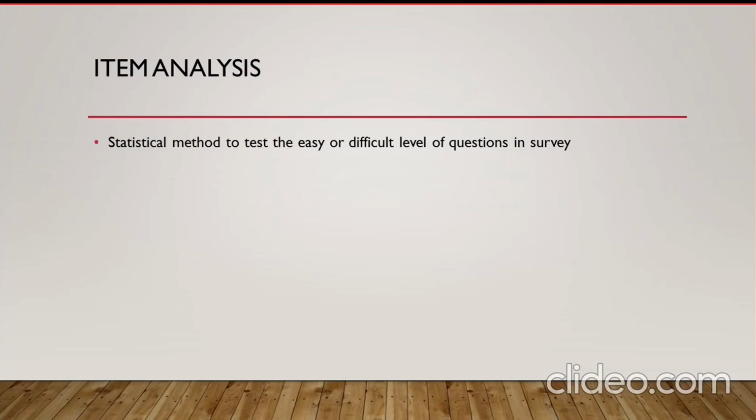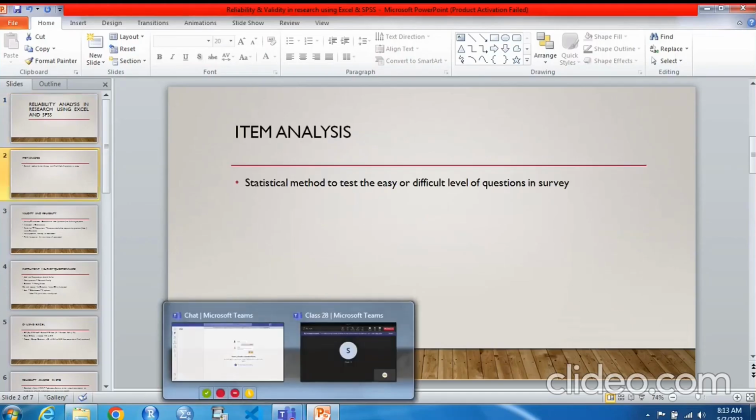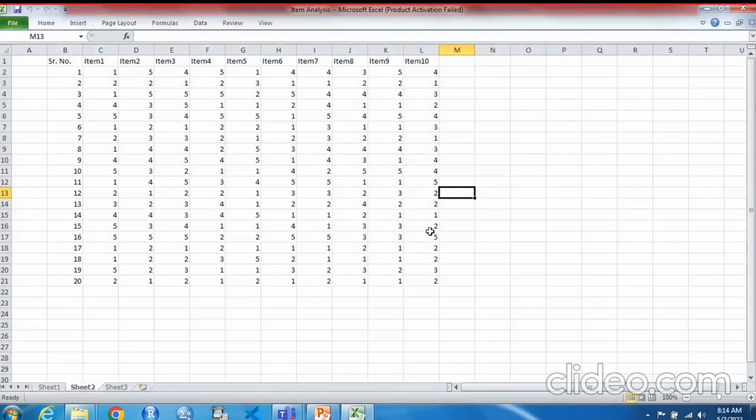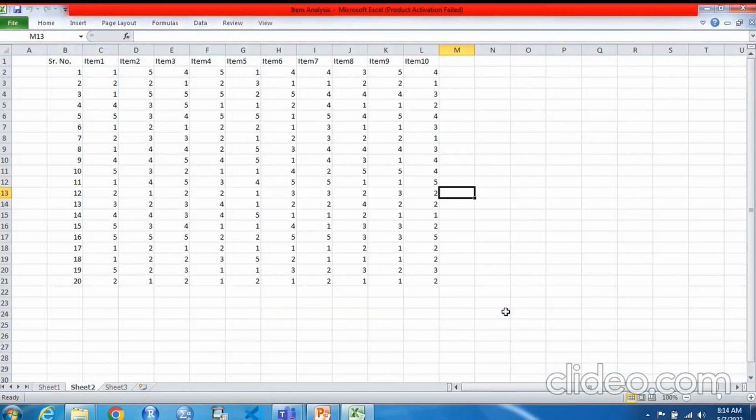Now, let us get started with item analysis, and let me take an example. I want to have an output of a survey. As you see from the output, there are 20 respondents and 10 questions. You don't know exactly what the questions in the survey instrument are, so here we are just talking about these questions.